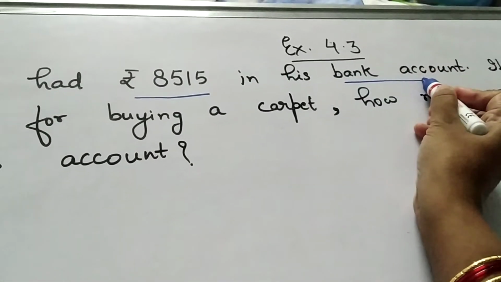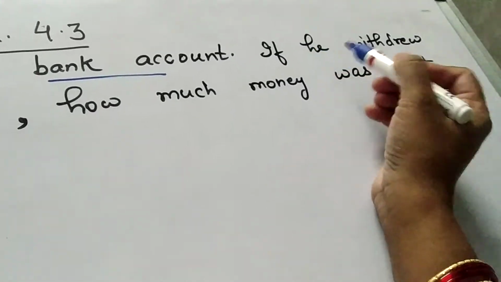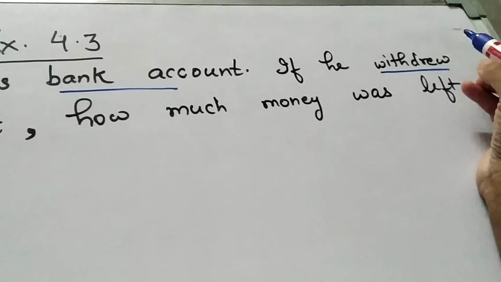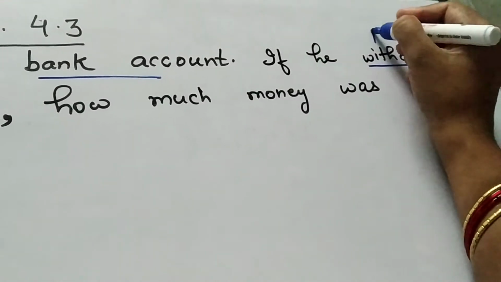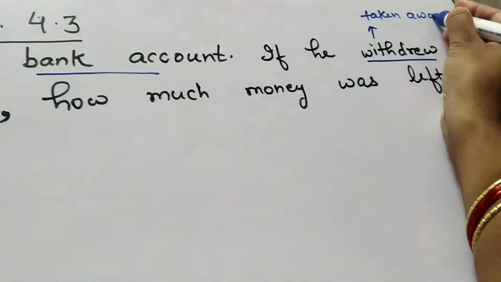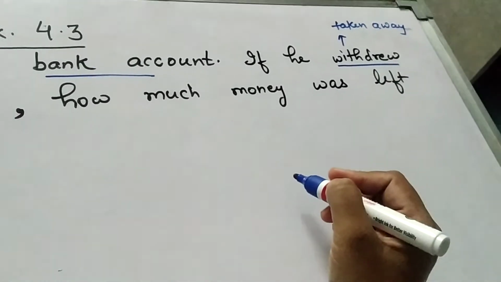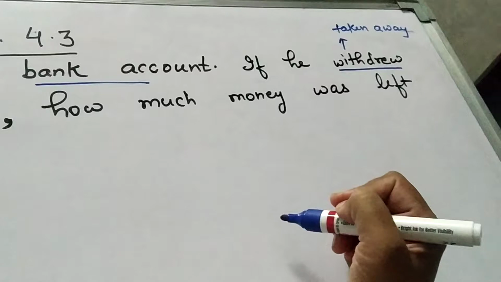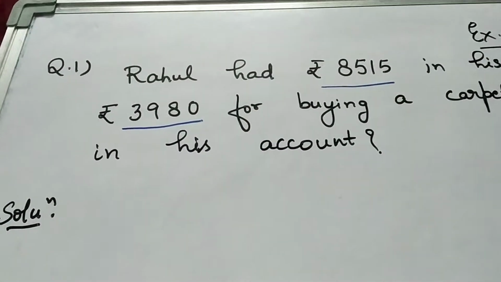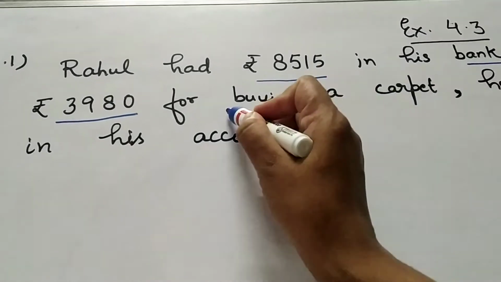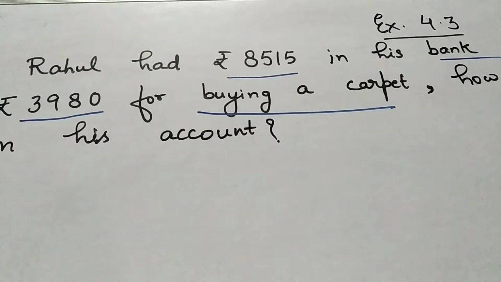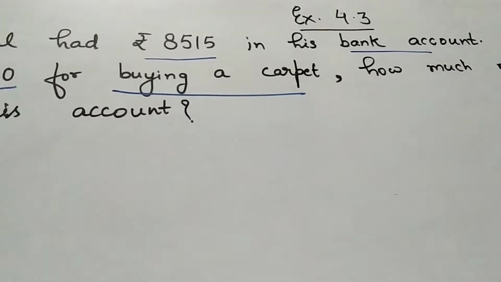In his bank account. Now, if he withdrew, if you don't know the meaning of withdrew, check in the dictionary. You will find withdraw means taken away. He has taken away. He has removed rupees 3,980 for buying a carpet. Okay. So he has bought a carpet for rupees 3,980.